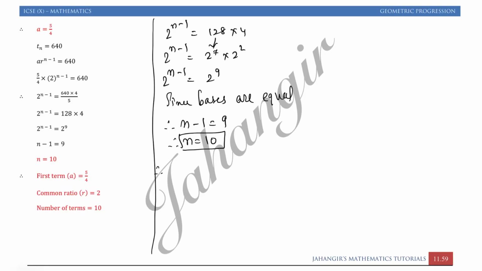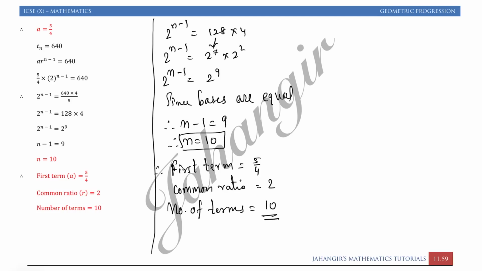So therefore the first term is, always make a habit of writing the final statement, 5 by 4, common ratio is equal to 2 and number of terms is equal to 10. Hope you understood this. With this we had finished our geometric progression. Hope this chapter was quite simple.